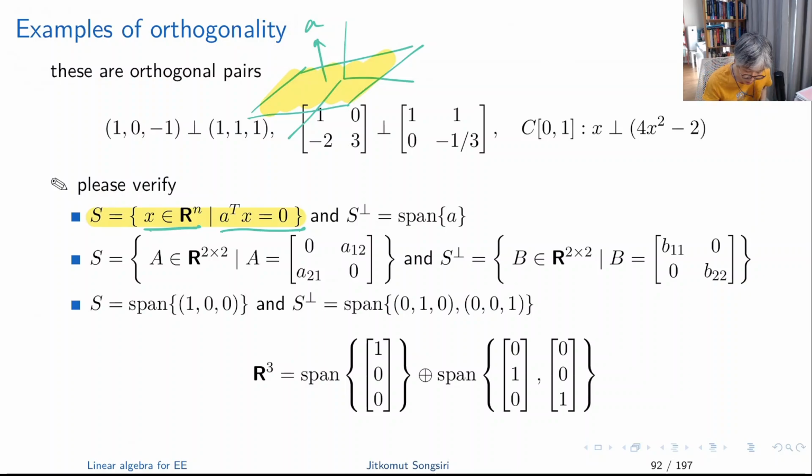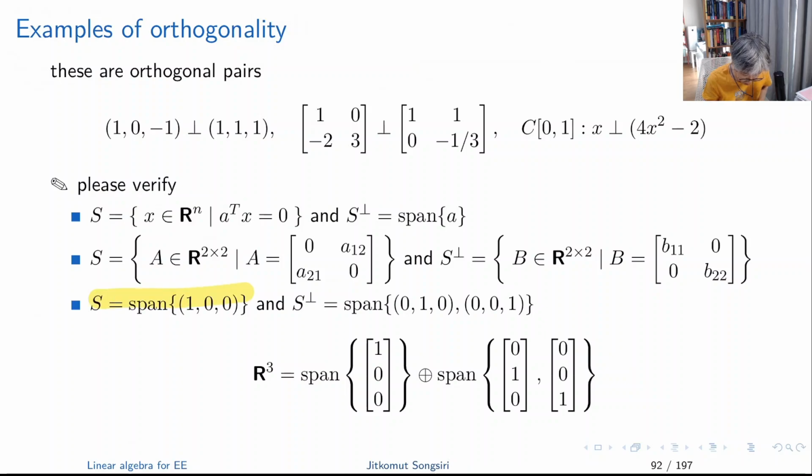Now let's take a look at one more example. Let's talk about the space that's spanned by (1, 0, 0). Suppose we have x1, x2, x3 here. And the span of (1, 0, 0) would be anyone on this line. Okay, so the second and the third components are all 0. So it's a line here.